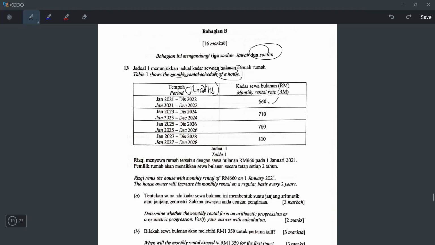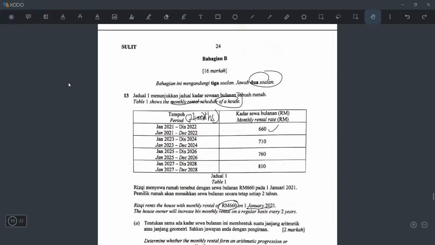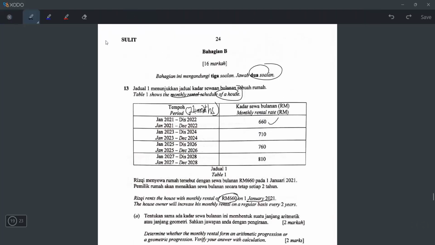Okay, so let's read here. Rizky rents the house with monthly rental of 660 on 1 January 2021. So 1 January 2021, he will pay 660 every month. And then it will only increase after 2 years, after 24 months. And then they say the house owner will increase his monthly rental on a regular basis every 2 years. Okay, understand. I think I understand already. So it means that the monthly rental starts with 660 and then goes up to 710 after 2 years, and then 760 and so on.